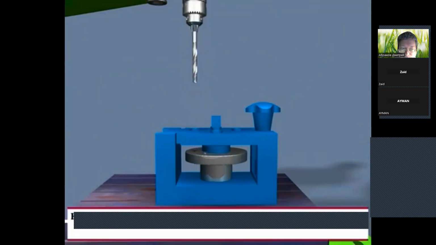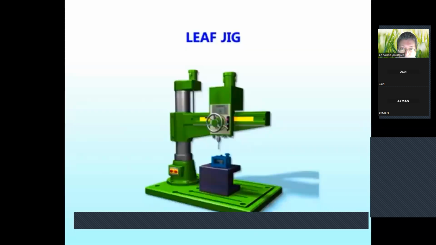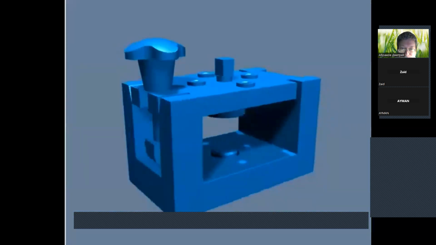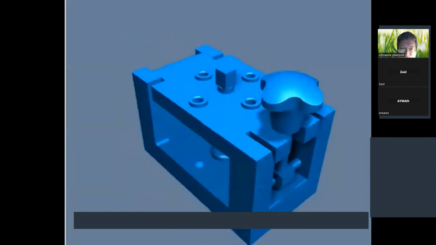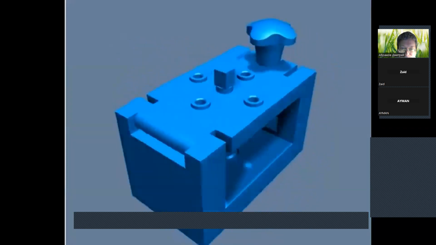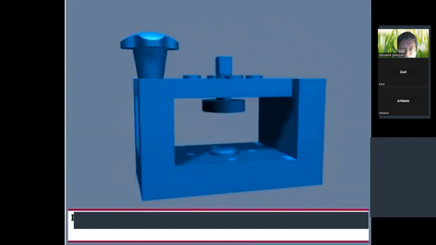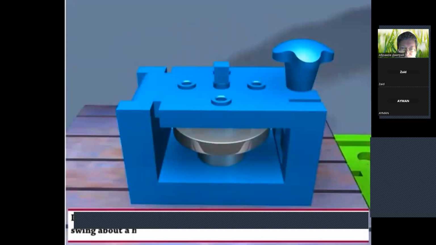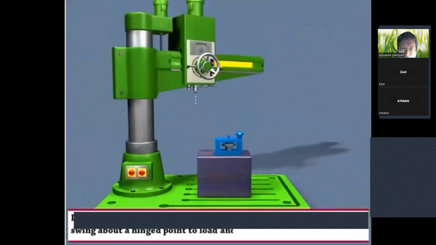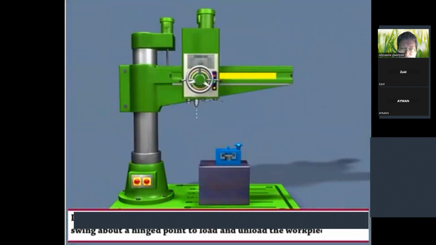Here, the jig holds the workpiece and also guides the tool to drill in the correct position. Leaf jig. Let us see the 3D model of the leaf jig. A leaf jig is an open type jig in which a leaf or a plate is arranged to swing about a hinged point to load and unload the workpiece easily.